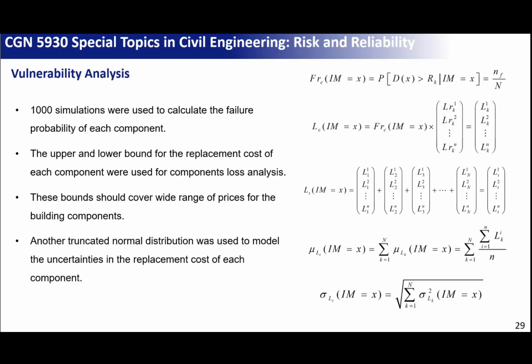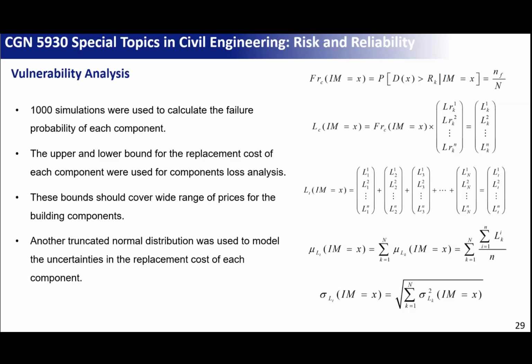This vector will have 1,000 values, but these 1,000 values will be the total replacement cost, or the total damage, for your entire building, because we summed all the components. So the next step is you want to make sense of these 1,000 values. So you take a mean.